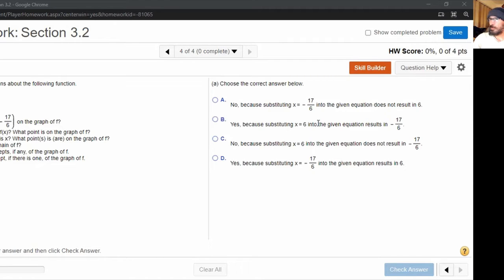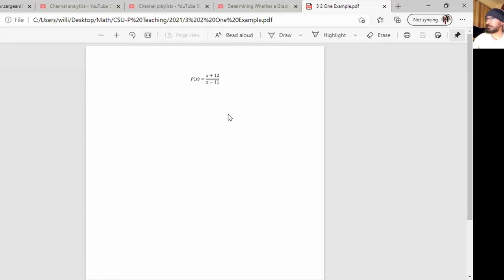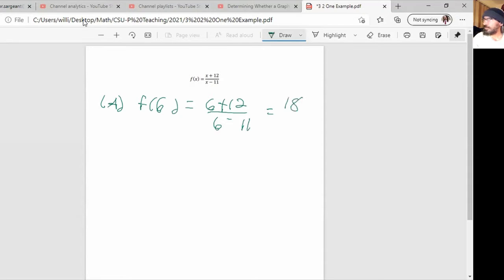If we don't, then since for each x in the domain of a function there's only one y, we would know the answer is no. So let's find out what happens when we put in 6. f of 6 is 18 over negative 5, or just negative 18/5.